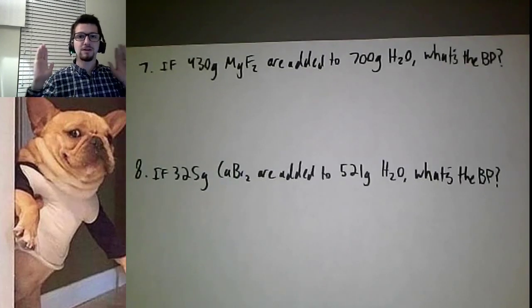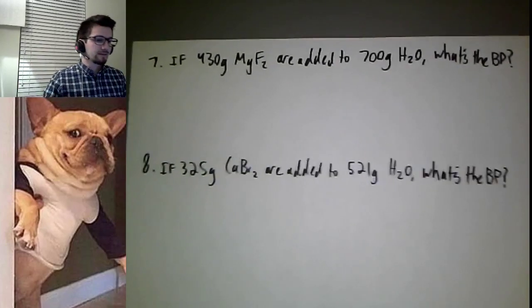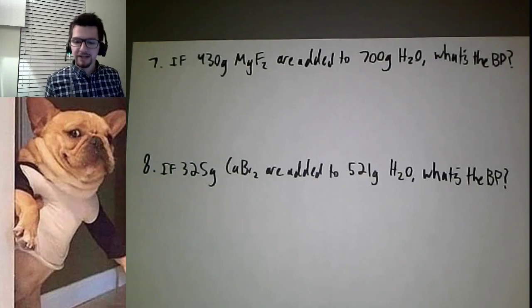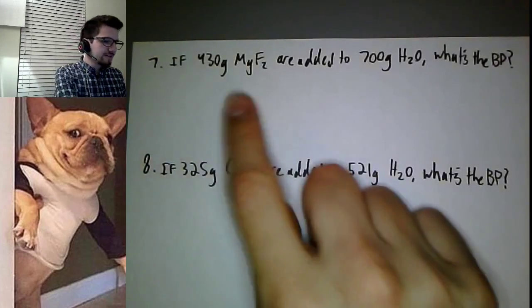Okay, so ionic boiling point problems, number 7 and number 8. I'm going to do number 7. You'll do number 8. So how do we know this is an ionic problem?